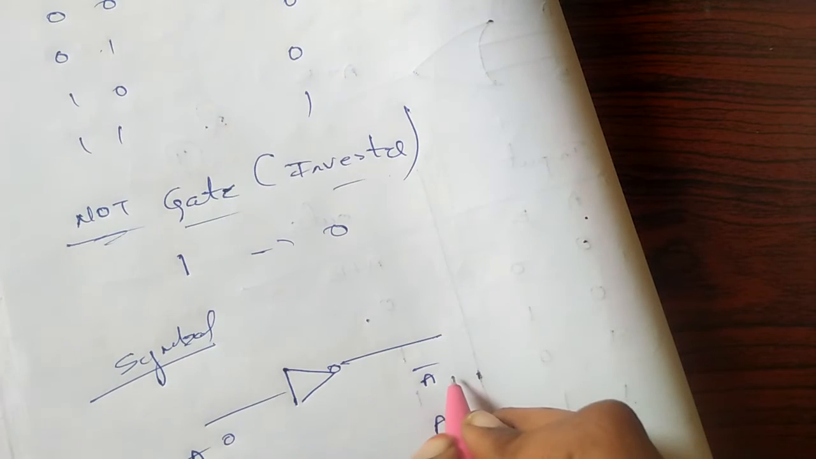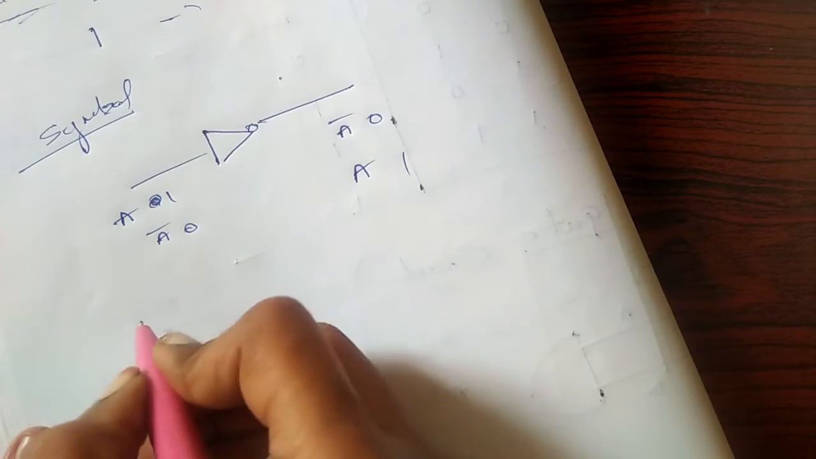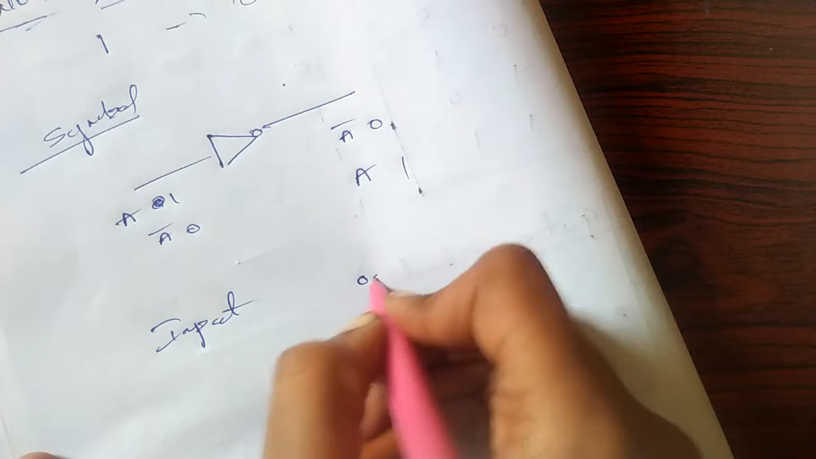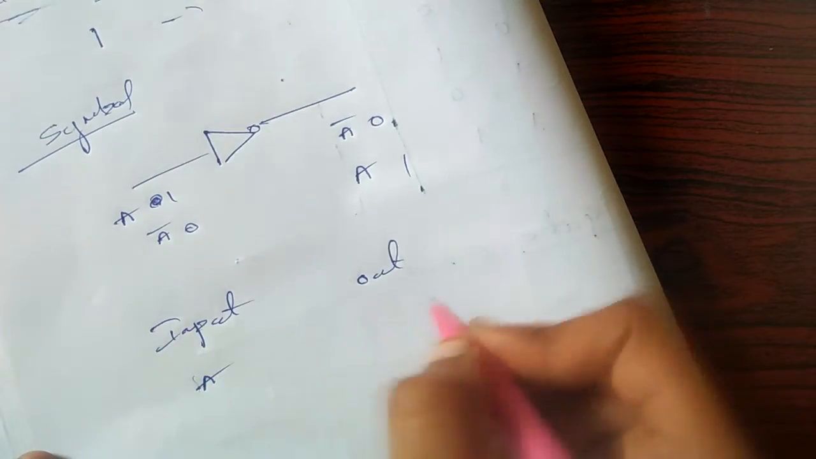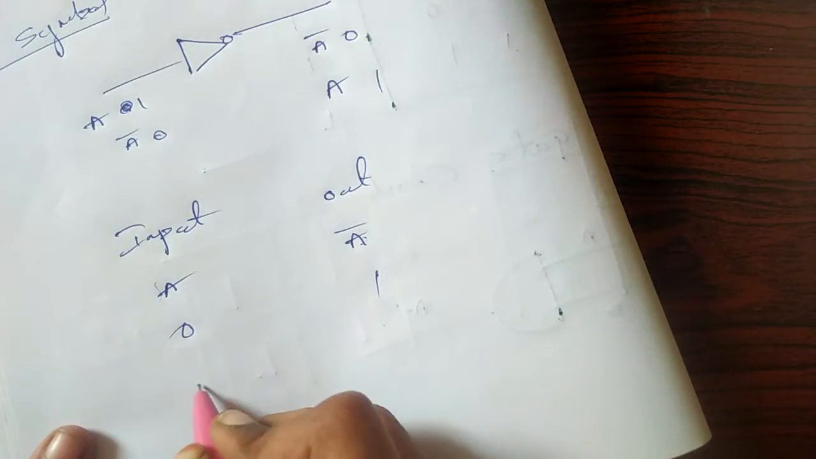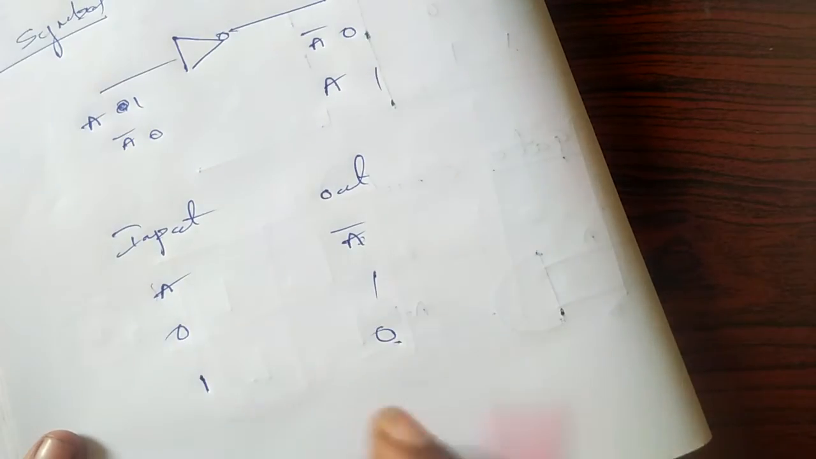Means 1, 0, 0, 1. The truth table is input, output. Input is A, output will be A bar. So if you give 0, you get 1. If you give 1, you get 0.